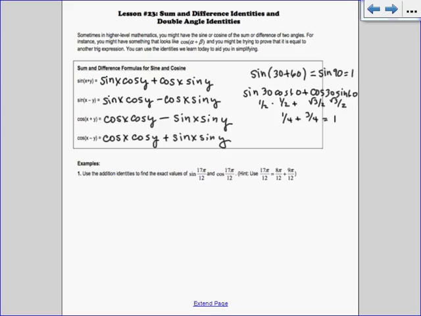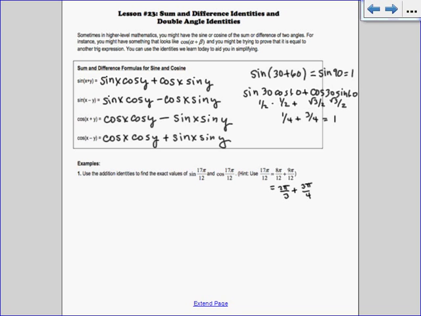So why do we have these? We don't always have unit circle values, and we need other formulas in order to find things like sine of 17 pi over 12 or cosine of 17 pi over 12. So for this first one, we're going to use the fact that 17 pi over 12 is 8 pi over 12 plus 9 pi over 12. And 8 pi over 12, if you divide by 4 on the top and bottom, you get 2 pi over 3. And 9 pi over 12, if you divide by 3 on the top and bottom, you get 3 pi over 4.